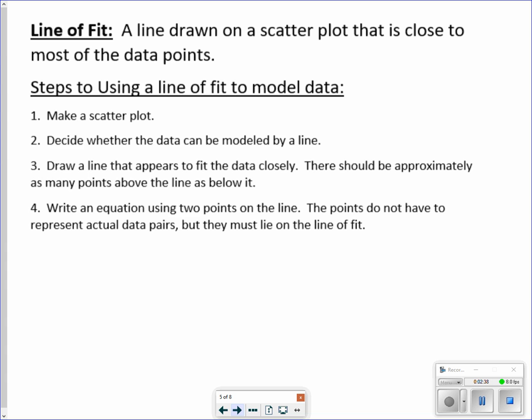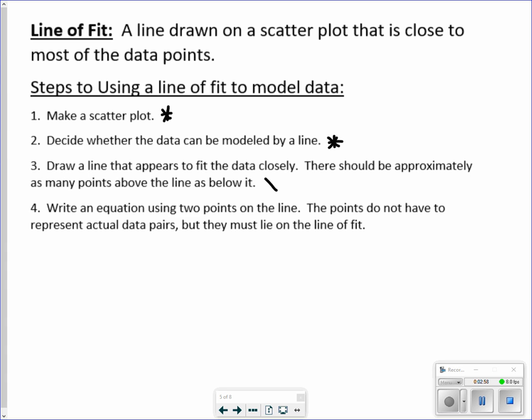Here's section 4.5. We're actually going to be making a scatter plot ourselves, so we're going to be given information. We're going to have to plot the points and decide whether the data can be modeled by a line. So again, decide whether there's a positive, negative, or no correlation. And then we're going to draw a line that closely matches. There should be approximately as many points above the line as below.